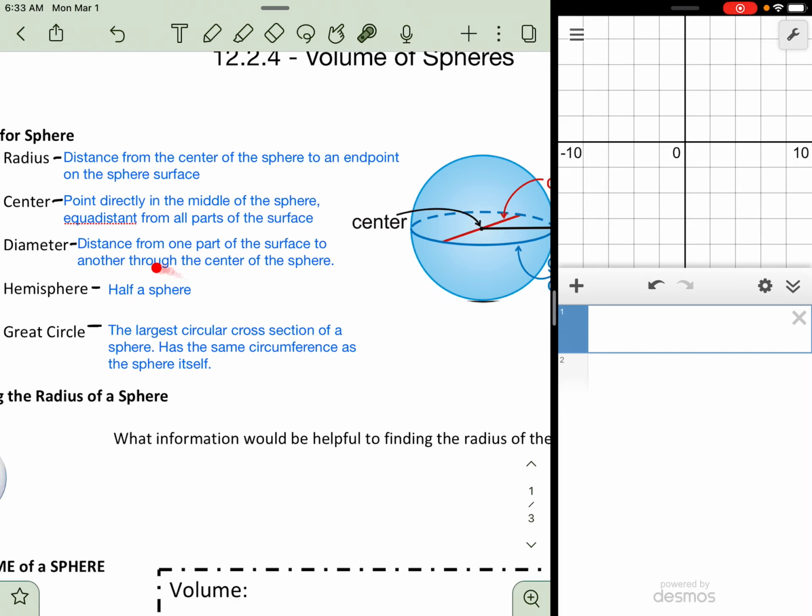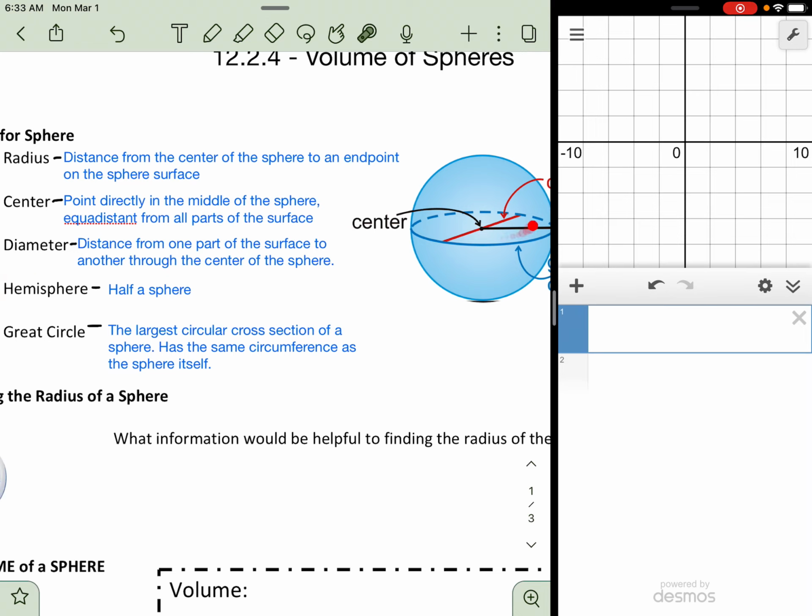Now, a hemisphere is important. This is half a sphere. This might be the only one that I really want you to write down. You can pause the video if you want and write these other ones down, but they're not nearly as important as understanding what a hemisphere is, because we're going to work through some problems, and if it says hemisphere, you have to know what that is. So a hemisphere is half a sphere.